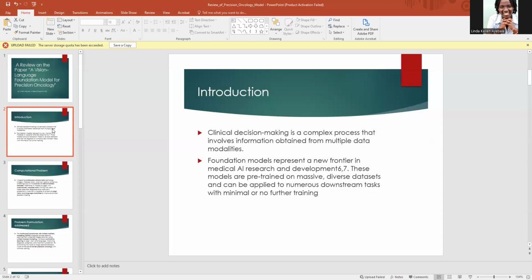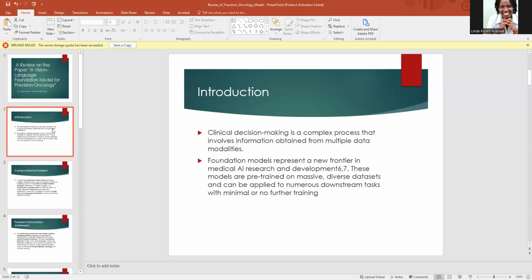When they get the tumor, they have to check for the biomarker. They do biomarker analysis, genetic checkups, molecular checkups, then they check the clinical profile and all that. So this brings us to our introduction: clinical decision making is very complicated and it involves information obtained from multiple data modalities, as you have seen in precision oncology. Foundation models represent a new frontier in medical AI research and development.